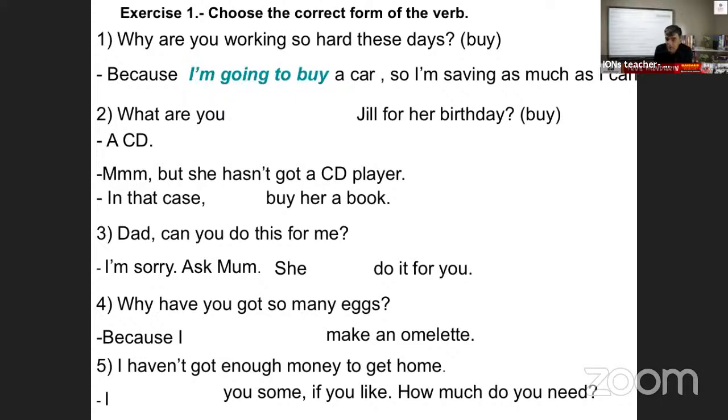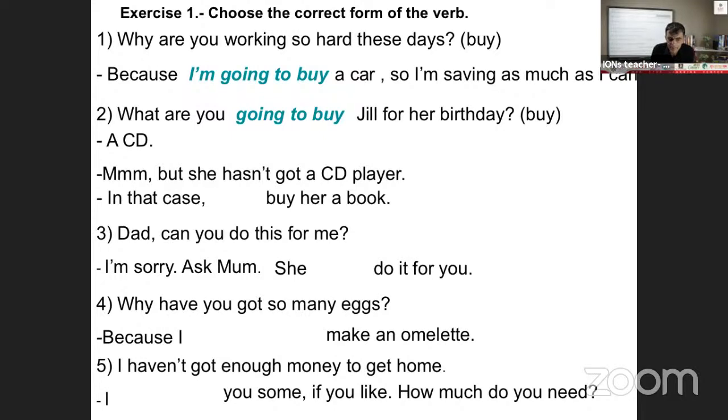The second exercise, I made a mistake here. What are you? And you can already see, since there is the verb are, it can only be the going to version. So let's skip this one here too. What are you gonna buy Jill for her birthday?